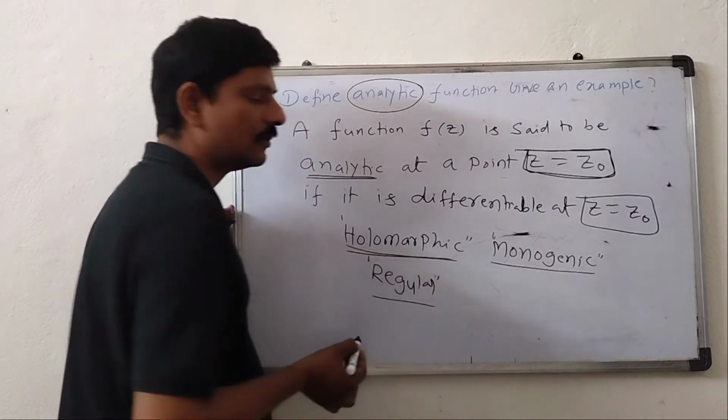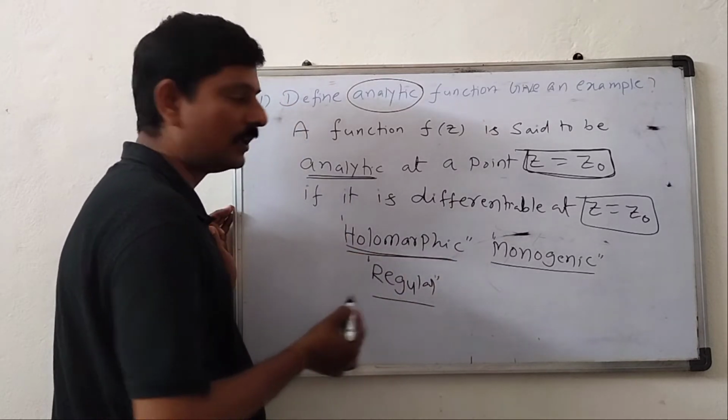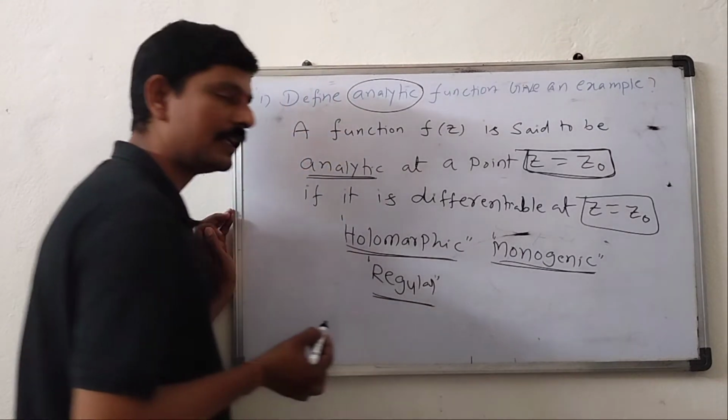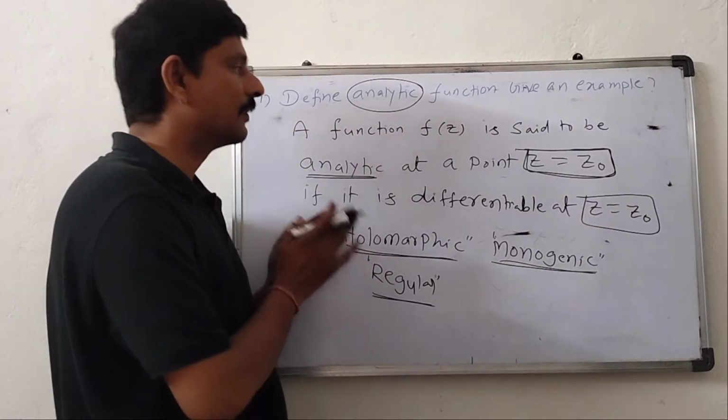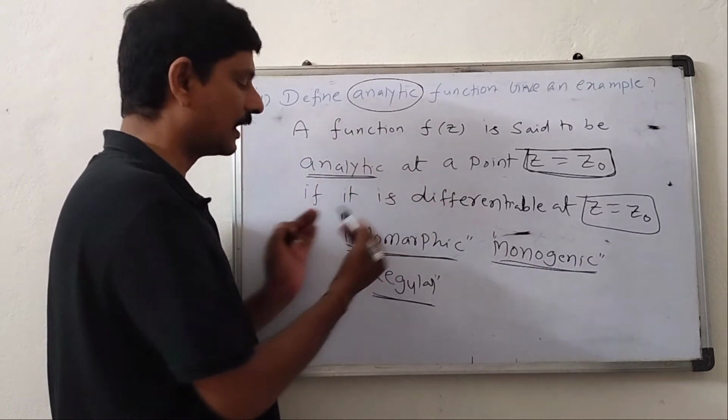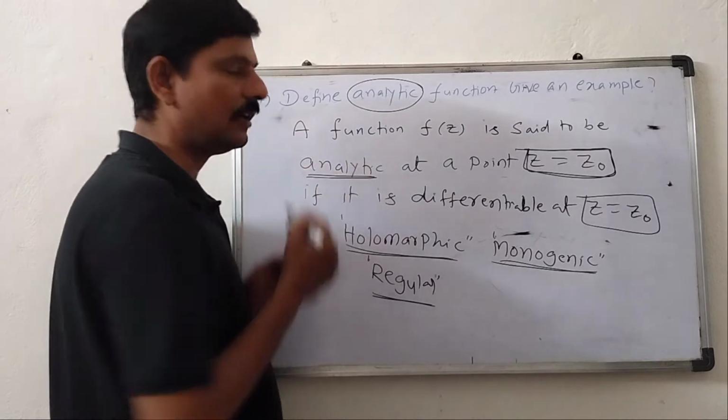Holomorphic function is also an analytic function, both are equal. Monogenic is also an analytic function, regular is also called an analytic function. These are all synonyms. That means if in the examination they ask define holomorphic or define monogenic or define regular, then also this is the only definition.